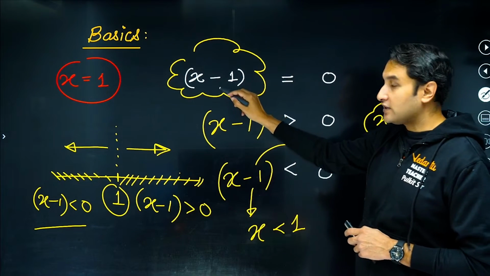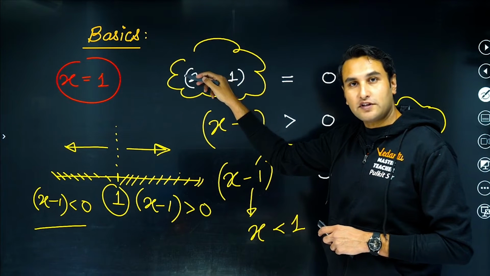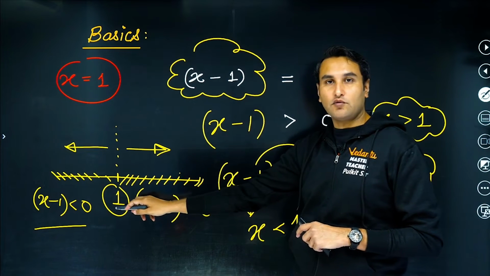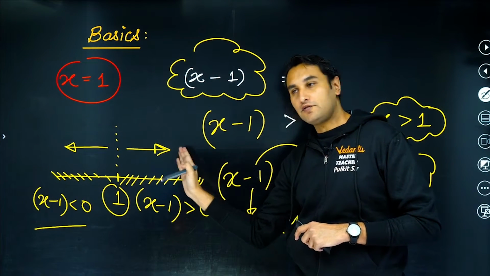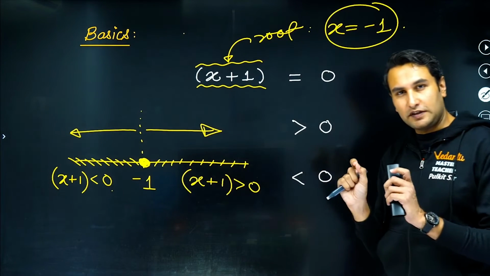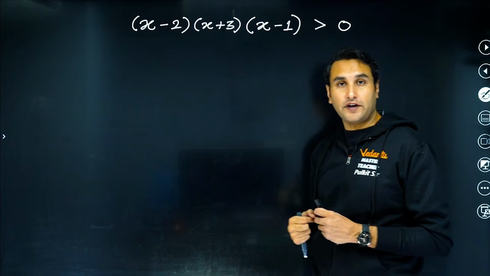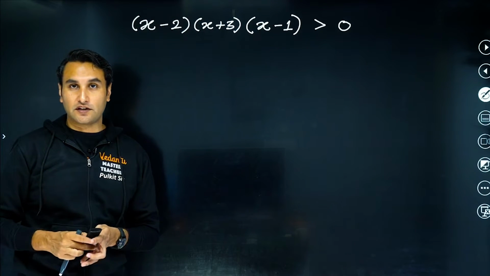Similarly, this factor changes its sign from positive to negative or negative to positive at x equal to 1, which is its root. To the right of it, positive, to the left of 1, negative. So this was very basic. This was only one factor. But what if I increase the number of factors? What if I multiply or divide lots of factors together?